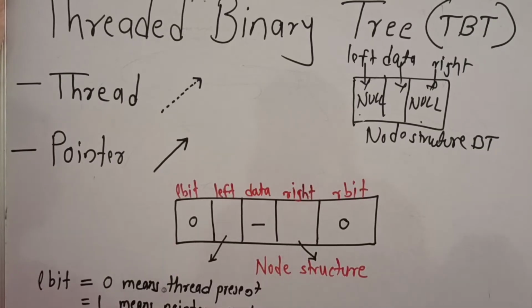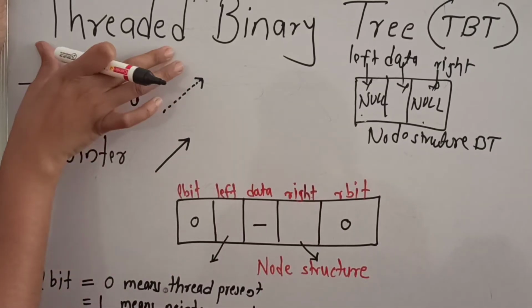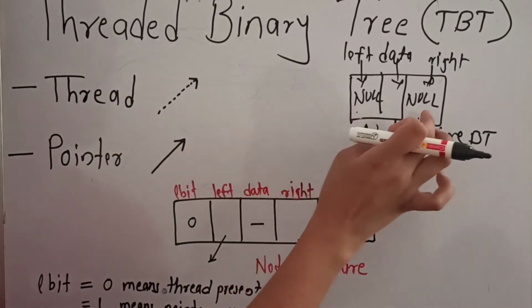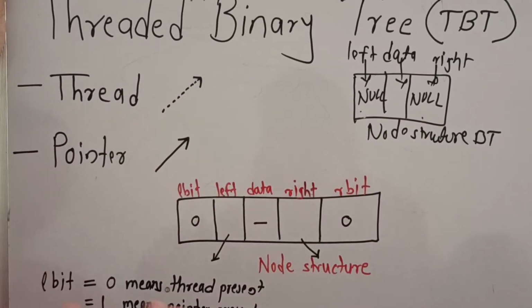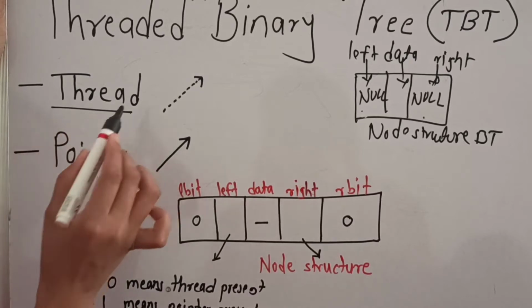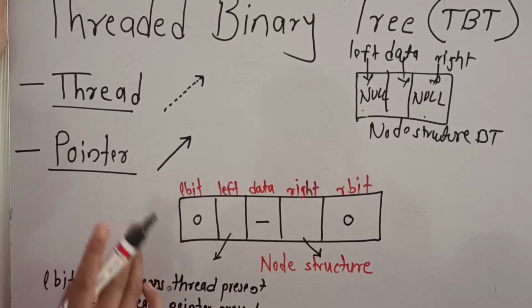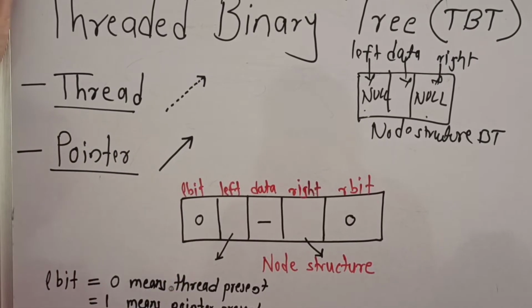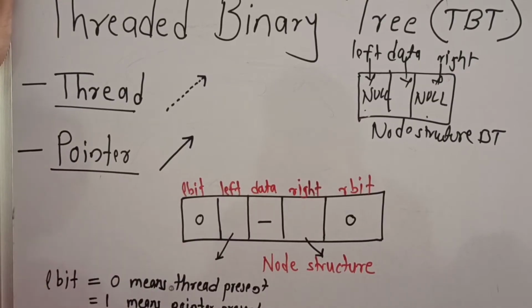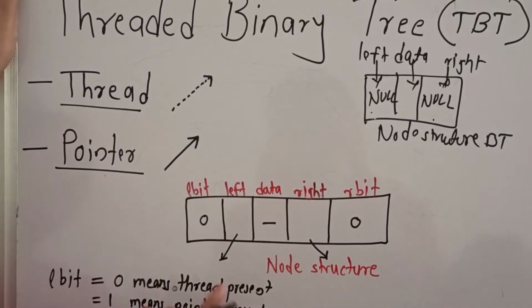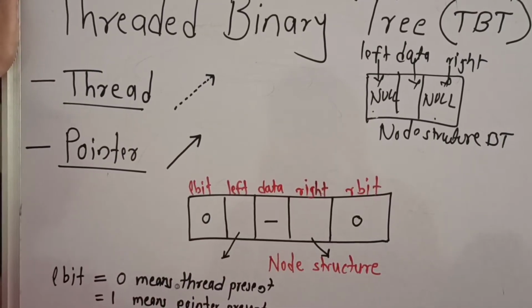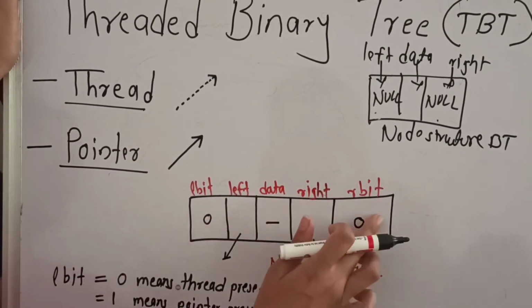What we want to do in case of the threaded binary tree is use these null spaces to represent the backtracking purpose, and for that purpose we are going to use the threads, and for the actual pointers we use the solid lines. That's why the node structure of the TBT looks like this way. Total 5 fields are there.